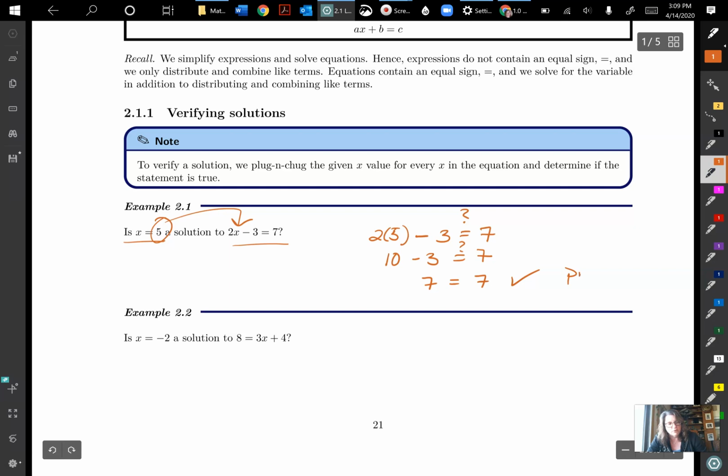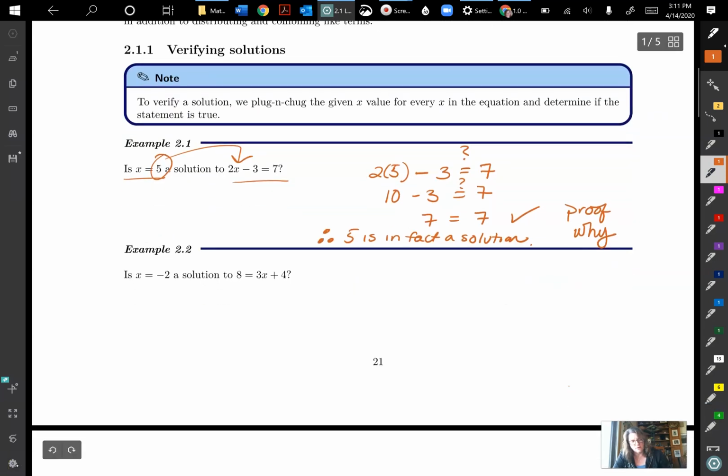This is the proof, or the why, when I say on a quiz or a test to say, is it a solution? Show proof, show why. Oftentimes you'll have to say something like 7 equals 7, therefore, these 3 little dots mean therefore, 5 is in fact a solution to this equation up here.